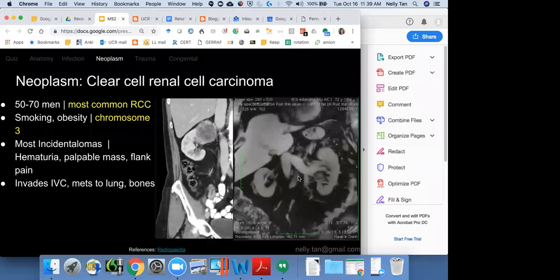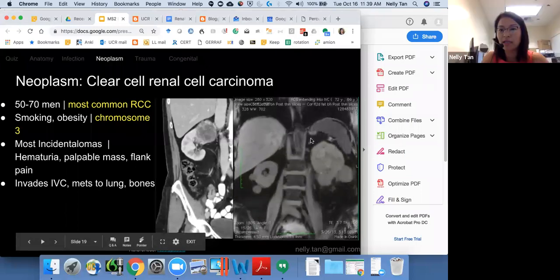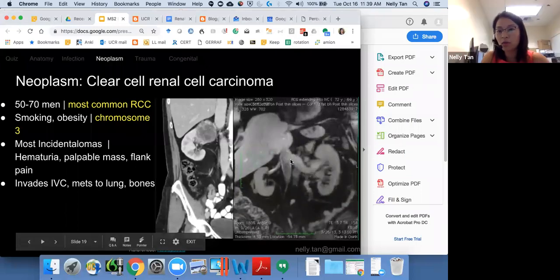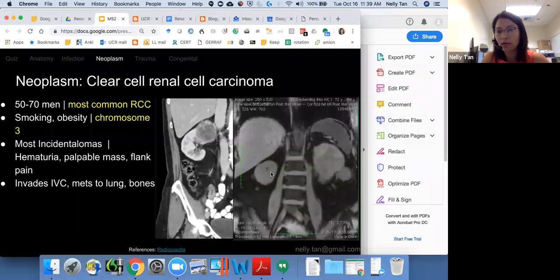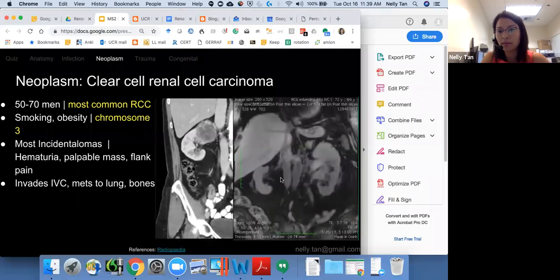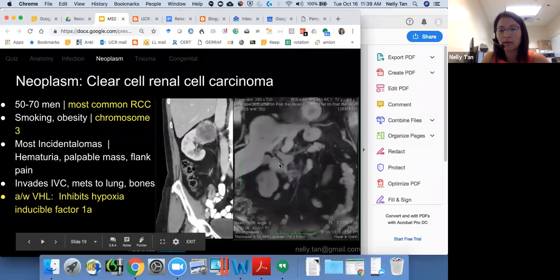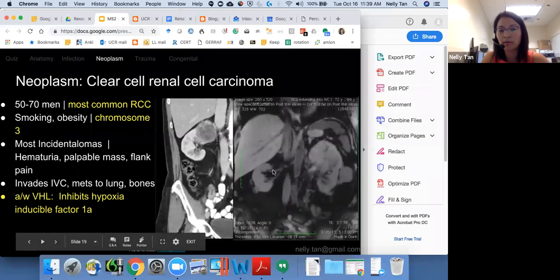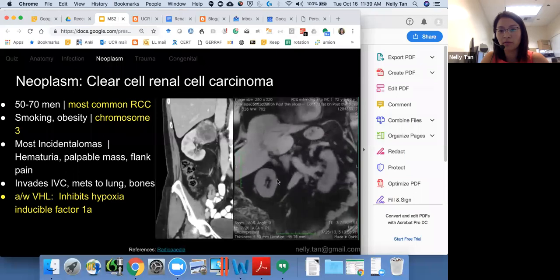RCC. So here, okay, left. The left kidney's abnormal, and look at the renal vein. So here is the renal vein. Let me see, I can pause this. Oh, I made it into a GIF, so I can't pause it.